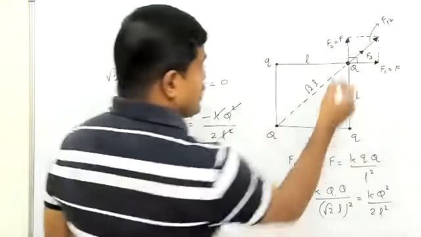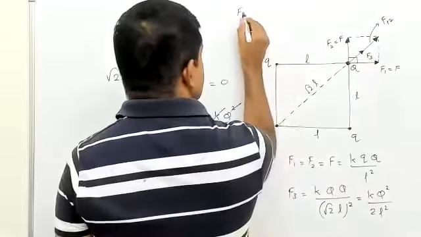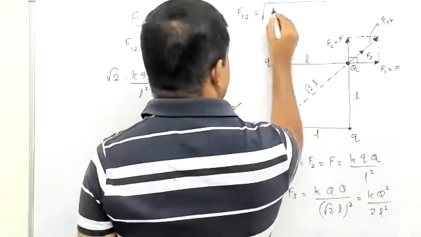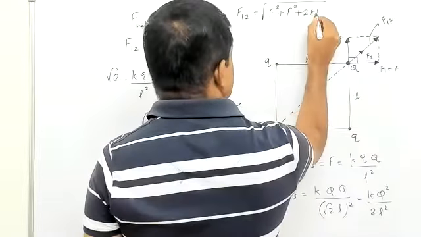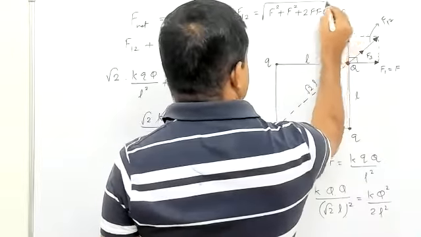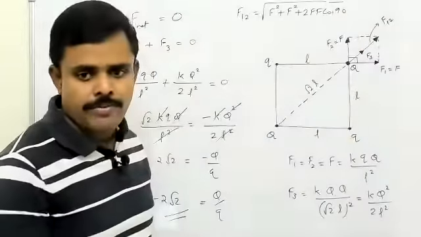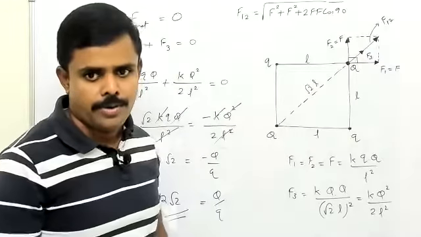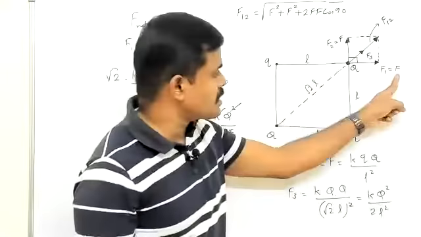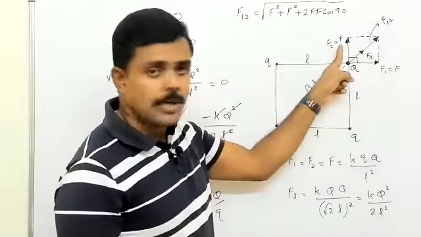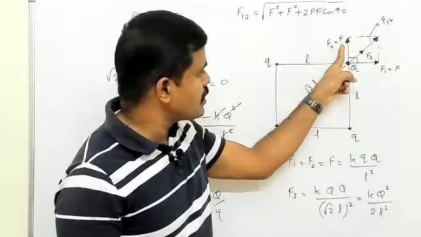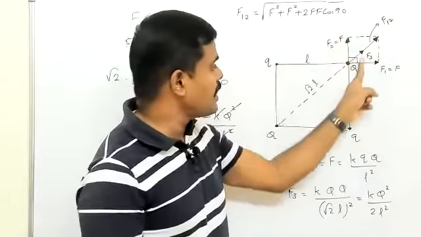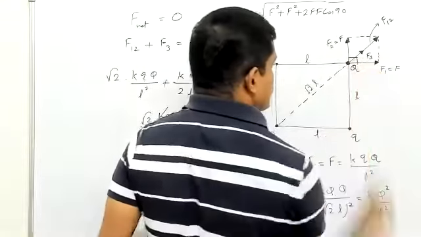So I can find the net of those two. What is F12? I wiped it off. F12 is root of F square plus 2FF cos 90. This is called the parallelogram law of vector addition. Root of first vector square plus second vector square plus 2 into first vector into second vector into cos of angle between them. Angle is 90 degree.